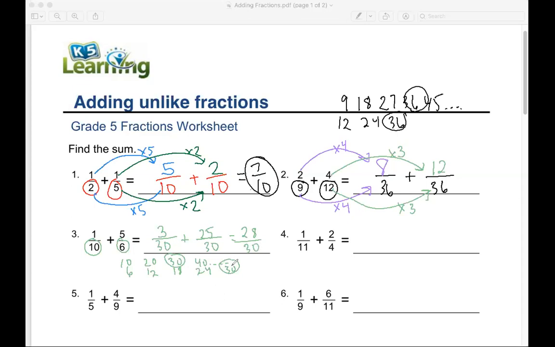There's another way that you could do it using the easiest common multiple. I'm going to show you what that means, because we'll get the same answer. The easiest common multiple would be simply to take 10 and 6 and multiply them together and use 60 as their denominator. So how would I get from 10 to 60? I would multiply times 6. How would I get from 6 to 60? I would multiply times 10.